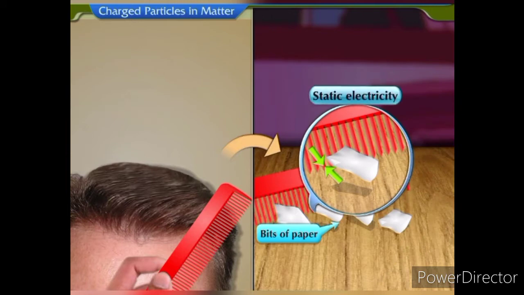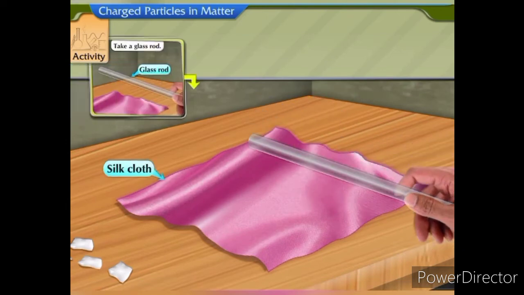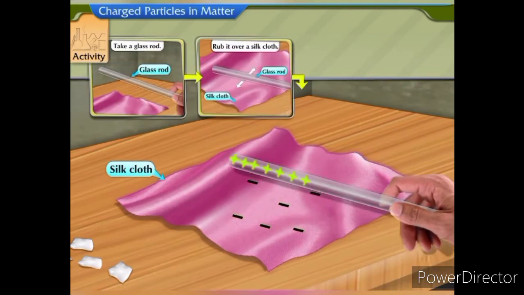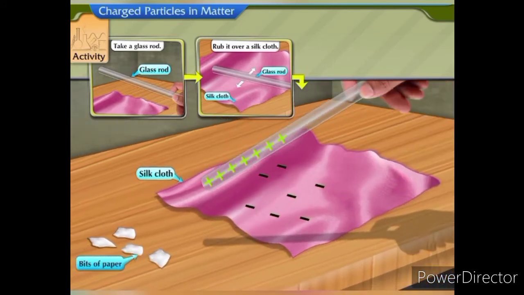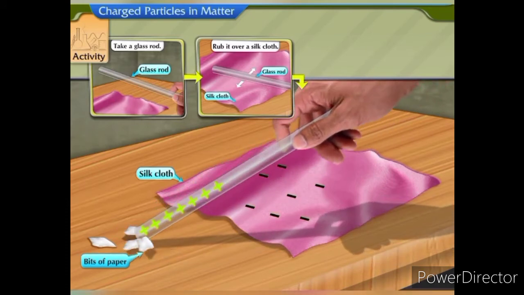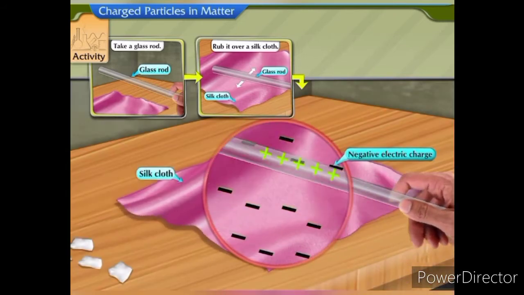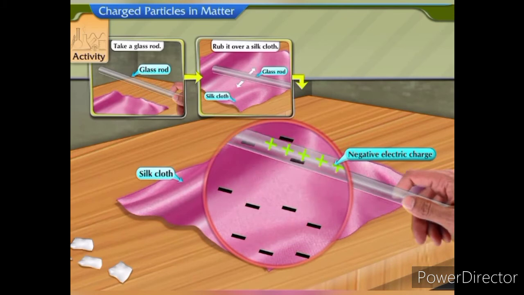Let us perform an activity to understand what static electricity is. Take a glass rod and rub it over a piece of silk cloth. When this glass rod is brought near bits of paper, they are attracted towards it. The glass rod attracts the small pieces of paper because it gets charged and develops positive electric charge on it. The silk cloth also develops a negative electric charge simultaneously.